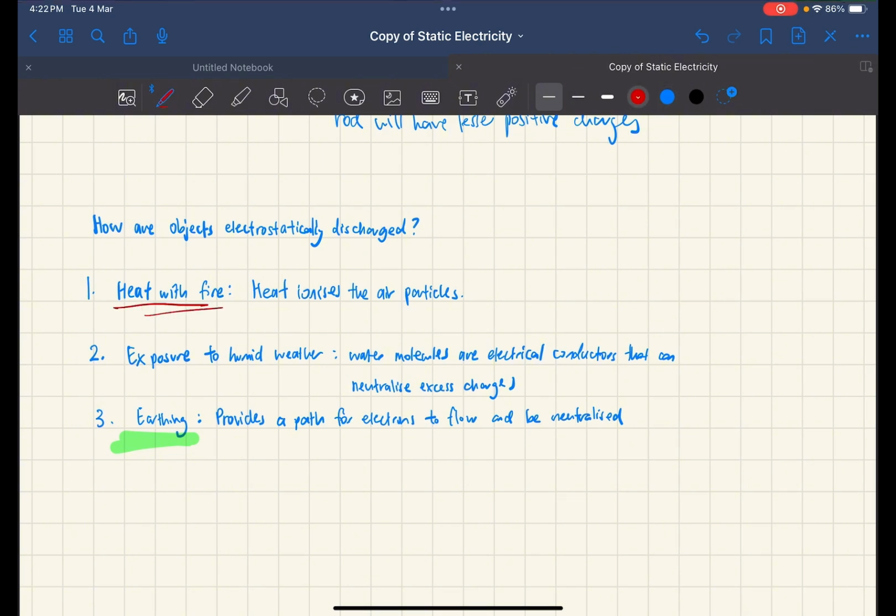One of them is heating with fire. If you were to heat a charged material, the heat will ionize the air particles, and then the air particles will go and neutralize the charges in the material. Last one is something called exposure to humid weather. Exposure to humid weather means that water molecules will go and neutralize the excess charges. So it's something similar to the one on the air particles.